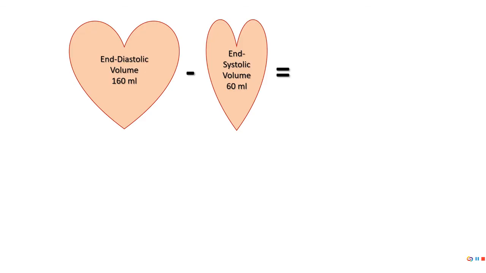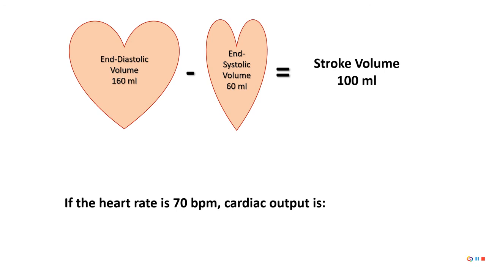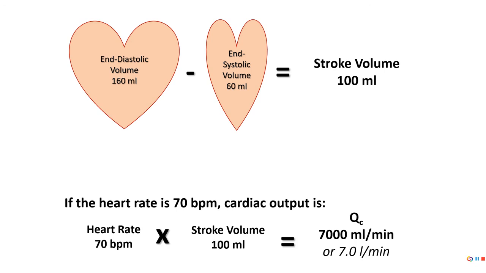So if we take the end diastolic volume and we subtract the end systolic volume, in this case we get a stroke volume of 100 mils. If heart rate is 70 beats per minute, then cardiac output will equal 7,000 milliliters or 7 liters per minute.